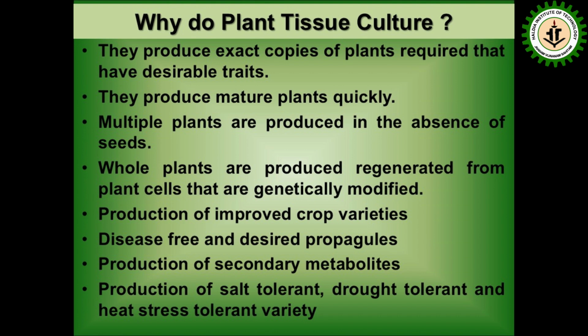One of the most significant advantages of plant tissue culture is the ability to quickly produce a large number of genetically identical plants, or clones, from a small tissue sample. This is particularly useful for plants that are difficult to propagate through traditional methods like seeds or cuttings. Tissue culture allows for rapid multiplication, ensuring a consistent and high yield of desired plant varieties in a short time.